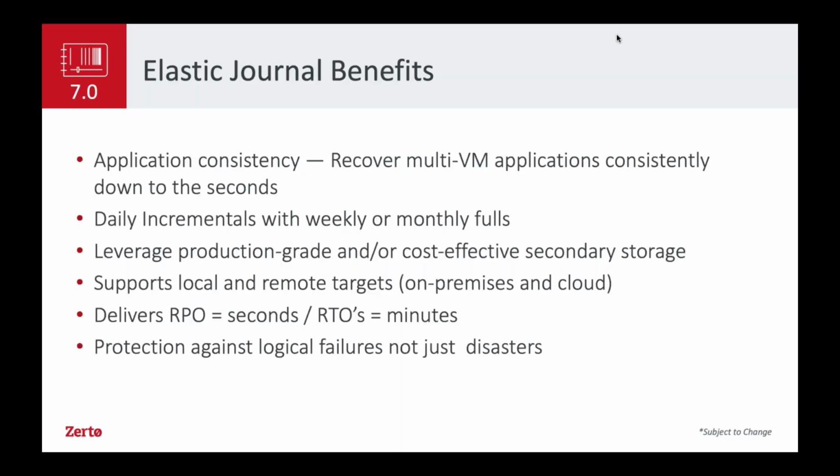So some of the benefits, again, of the Elastic Journal, this concept that we think is really groundbreaking, is first and foremost what I just hammered home: application consistency, multi-VM consistency down to seconds, daily incrementals with weekly, monthly, or full backups. You'll be able to select, again, this goes back to storage and where you're keeping it and how often you want to be able to recover from. Don't worry if you pick a day or time, we actually do.